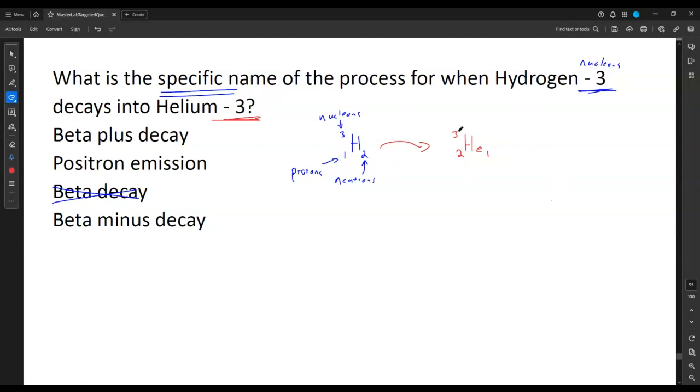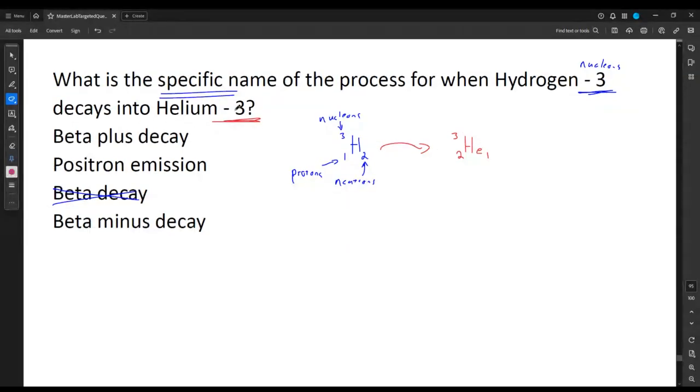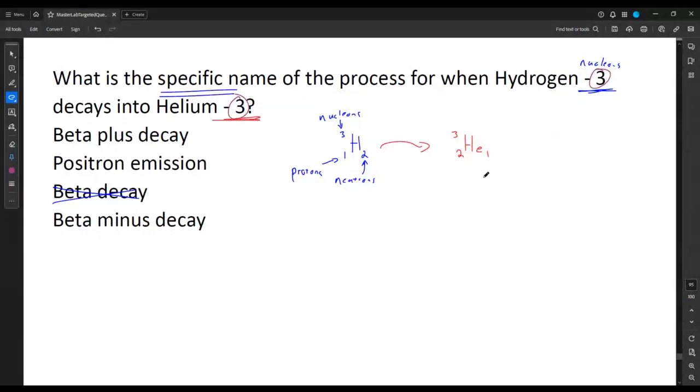So notice we have the same count on nucleons, which should make sense because there's a 3 on both of these. But look at how your count at the bottom changed, right? So we went from 1 proton to 2 protons, and from 2 neutrons to 1 neutron. So basically, a neutron transitioned into a proton. It was only 1. So let's do it this way.